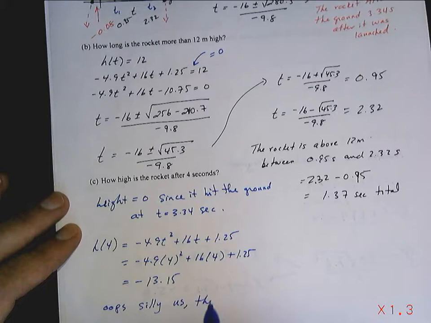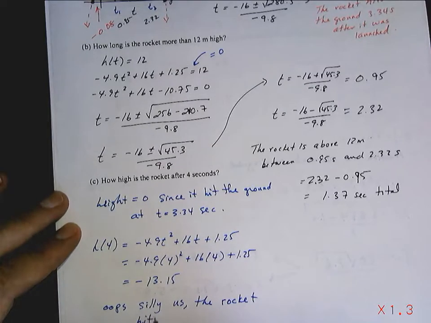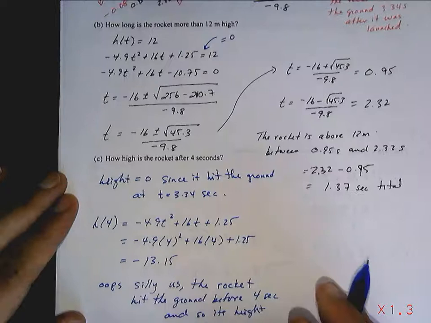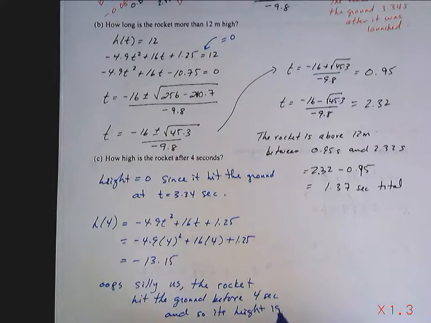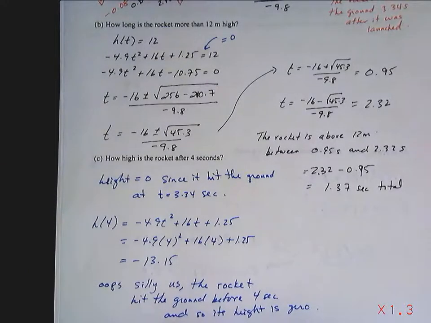The negative should be an indication, so at this point you would say, oops, silly us. The rocket hit the ground before 4 seconds, and so its height is 0. There you go. We'll stop there, and we'll be back with the next stuff.